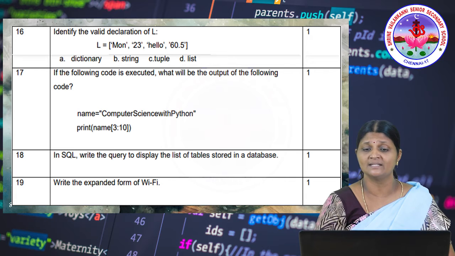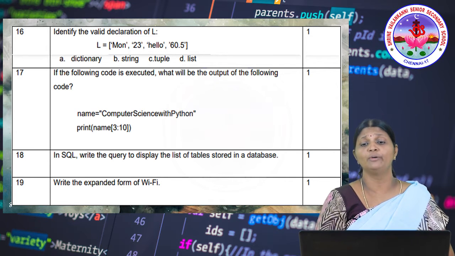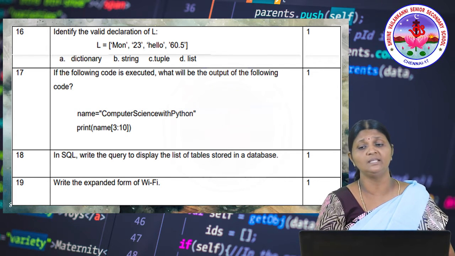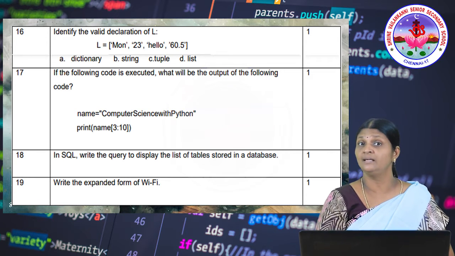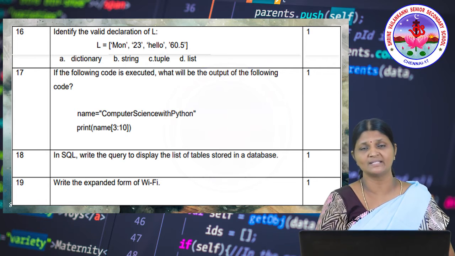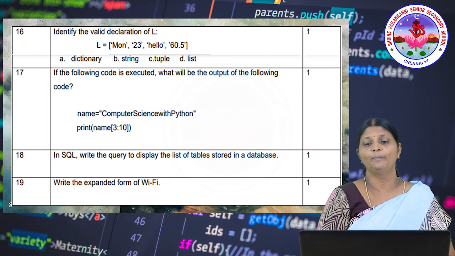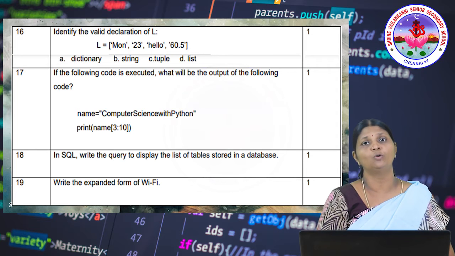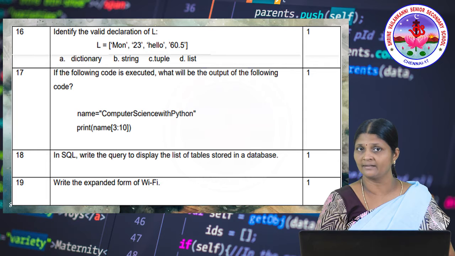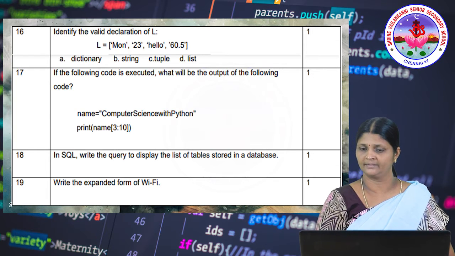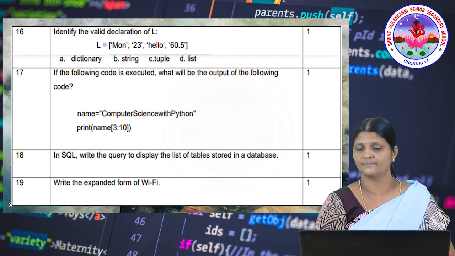So next is question number 17. If the following code is executed, what will be the output of the following code? Please have a look on the screen and see the code there. Name is equal to within quotes, computer science with Python. So print name of 3:10. Third character till 10th character. The index is specified there.